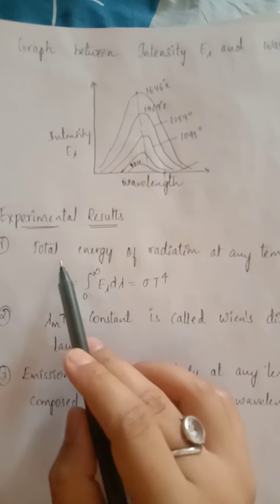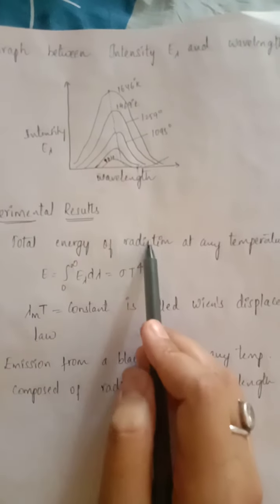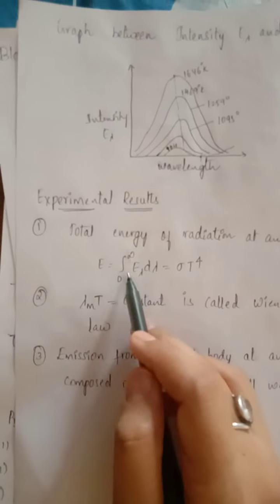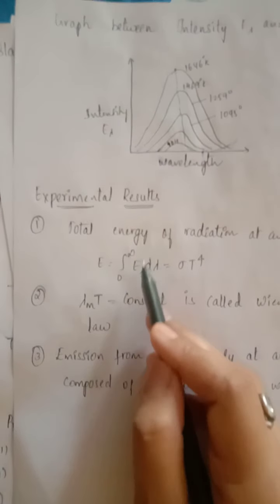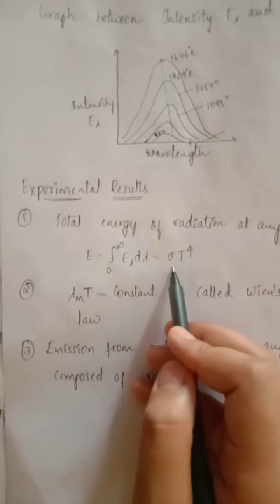After that we get some experimental results. After doing the experiment, we get the result that the total energy of the radiation at any temperature is given as E equals the integral from 0 to infinity of E lambda d lambda, where E lambda is the energy and d lambda is the change in wavelength, which equals sigma T to the power 4. It is Stefan's law, given by E equals sigma T to the power 4.